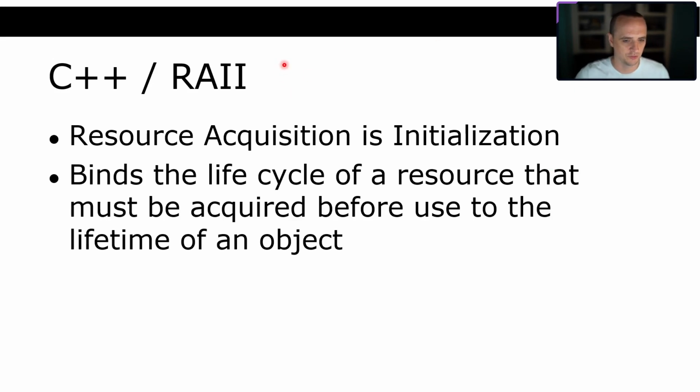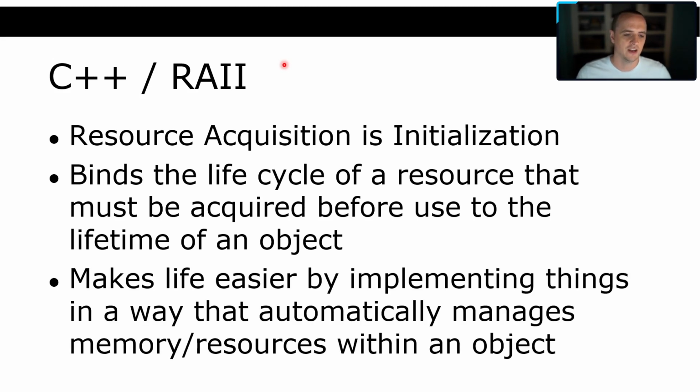RAII, in technical speak, binds the life cycle of a resource that must be acquired before use to the lifetime of an object. So what in the hell does that mean? We're going to show an example of that. But it's going to make life way easier by implementing things in a way that automatically manages memory and resources for us within an object.